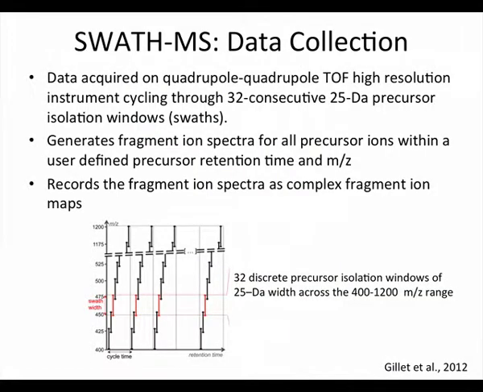So the only other thing I'll just touch on really quickly is called SWATH. SWATH is similar to MRM in that it's targeted, but it uses a slightly different instrument. It's a quadrupole time of flight high resolution instrument. So instead of choosing your precursor ions, it actually just fragments precursor ions within different windows. So it will fragment all of them and then record the fragment ion spectra.